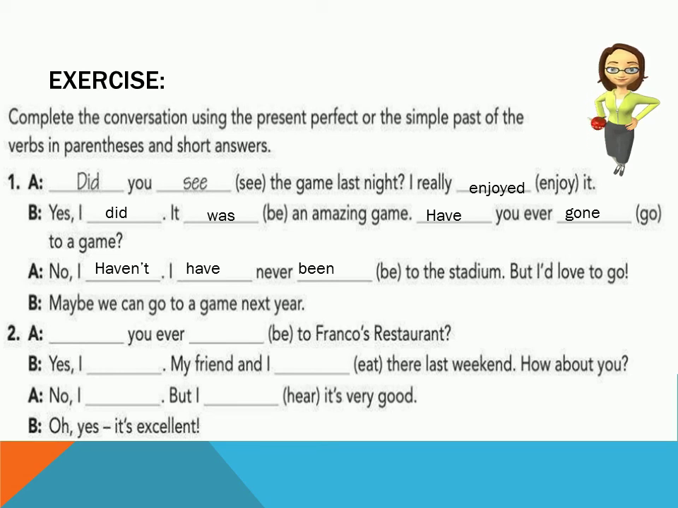Now let's see, number 2. Have you ever, now the past participle of be, been. Have you ever been to Franco's restaurant? Yes, I have. My friend and I ate, because you say my friend and I ate there last weekend. You're giving a specific time. Okay, how about you? No, I haven't, but I heard it's very good. Oh yes, it's excellent.